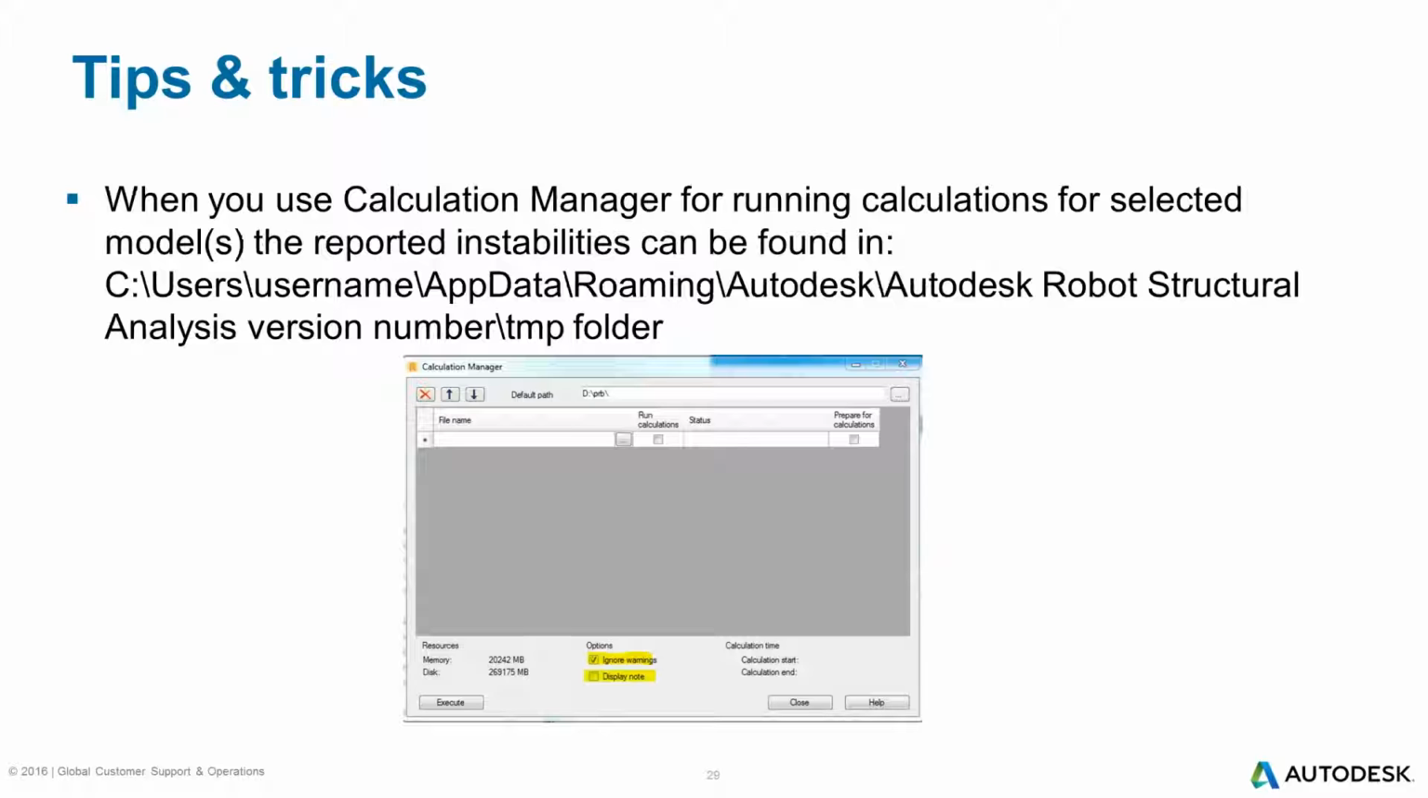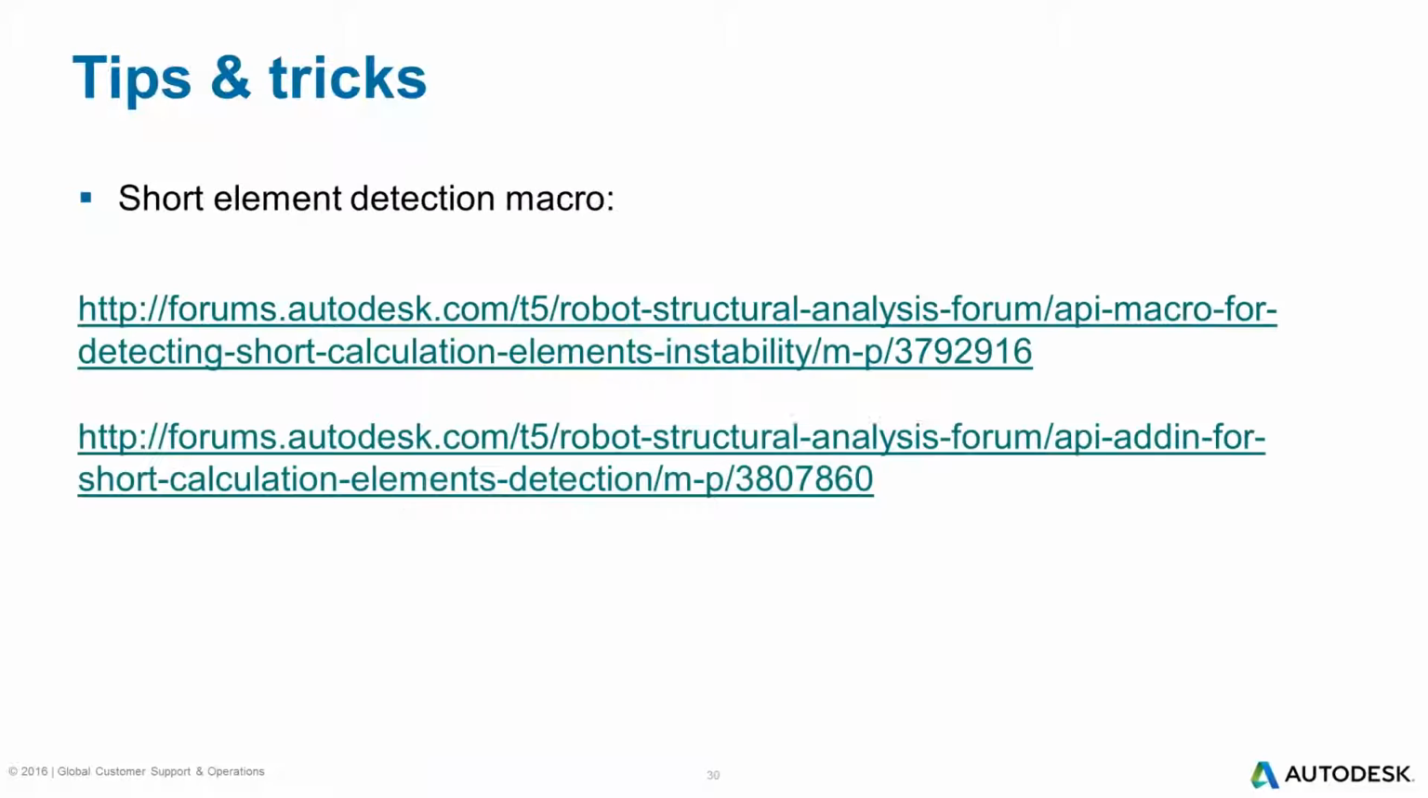When you use Calculation Manager for running calculations for selected models, the reported instabilities can be found in the folder indicated on the currently displayed slide. As the topic of our next webinar is API and macros, I have decided not to show this very useful macro today, but you can find it under these links. This is Rafał's macro for finding very short elements, which for the purpose of this webinar, I found by running the intersection for the selected model.